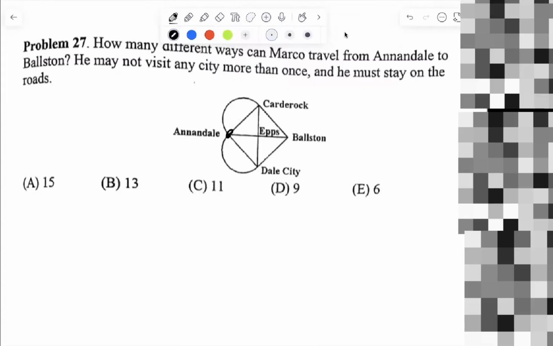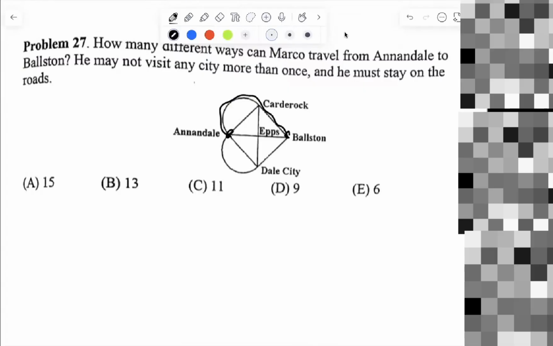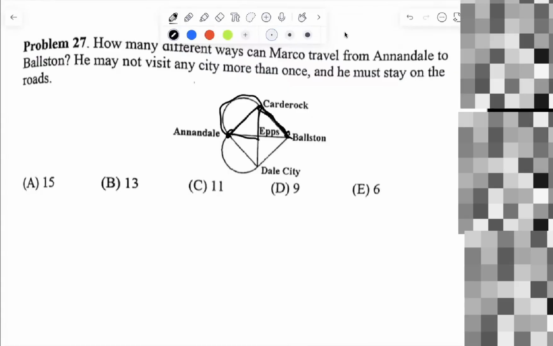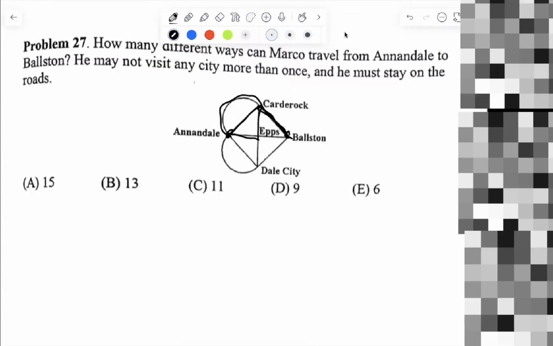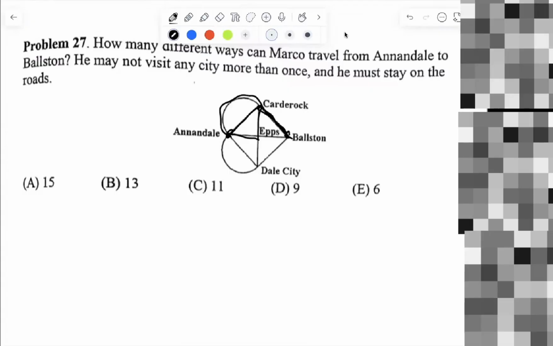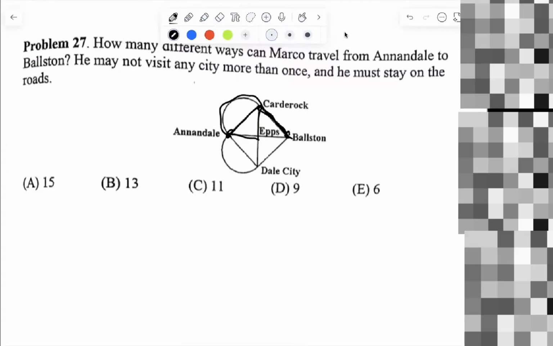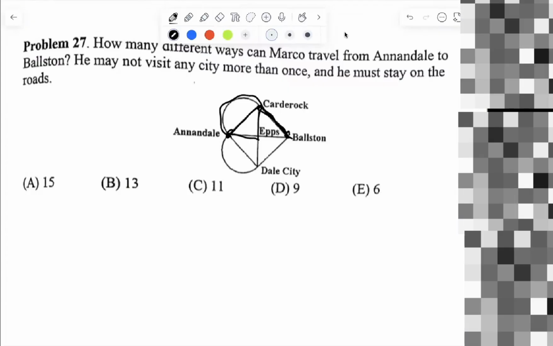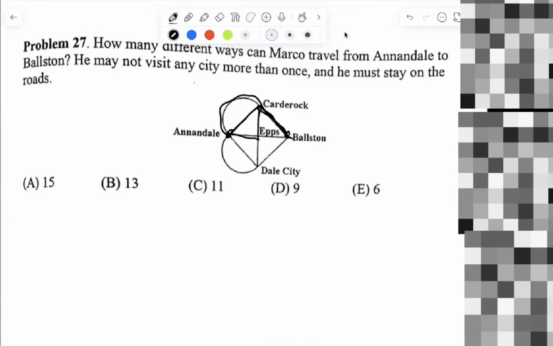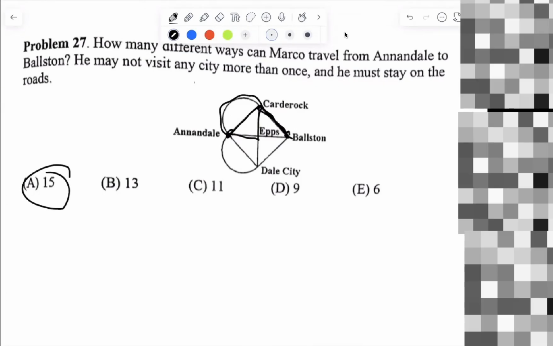So from Annandale to Boston, how many ways? We have one, two, three, four, and then we can keep on counting. I'm just gonna skip the counting because it's just a bunch of casework where it just lists out all the possible values. But you'll eventually end up with the answer of A, or 15, if you were to count it every single time.